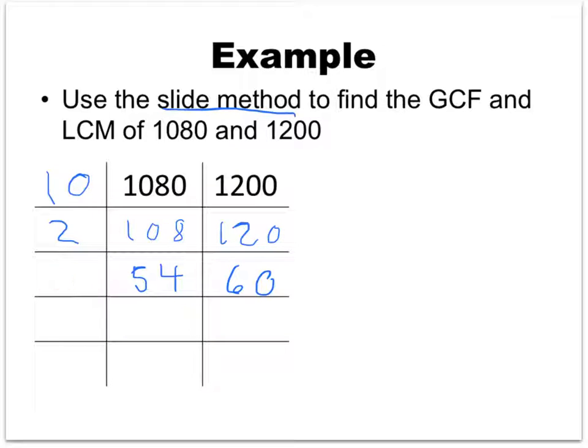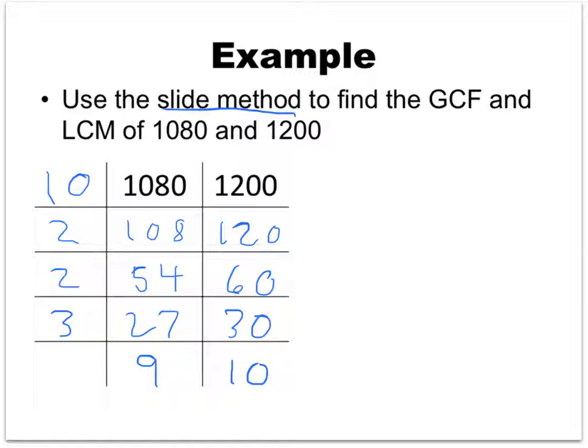So now in this next blank, we're going to put a common factor of 54 and 60. Well, again, we note that both these numbers are even, so let's put a 2 here. 54 divided by 2 is 27. 60 divided by 2 is 30. And so we're going to keep going. In this cell here, we're going to put a common factor of 27 and 30. Well, notice that both of those are divisible by 3. So 27 divided by 3 is 9, and 30 divided by 3 is 10.